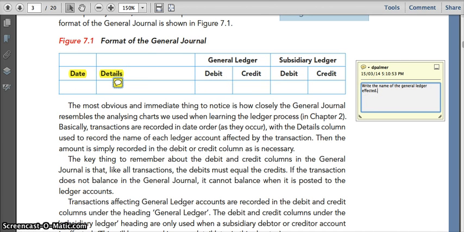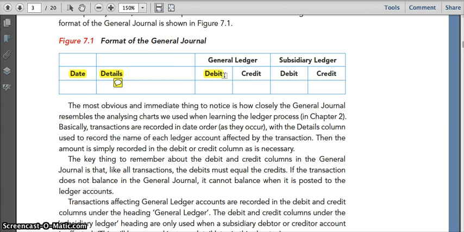So then for each transaction, obviously there'll be a debit aspect and a credit aspect of that transaction, because we're using the accrual method or the twofold effect method. So that needs to be recorded there. As with any transaction, the key thing to remember is that the debit and the credit columns in the general journal need to equal. Otherwise, the general journal is going to be out of balance, and then won't be able to get posted to the general ledger correctly.